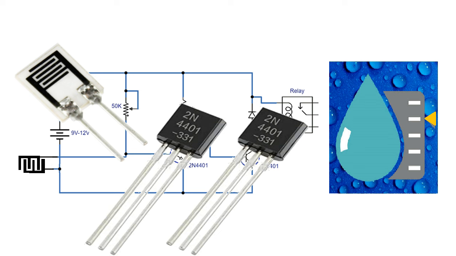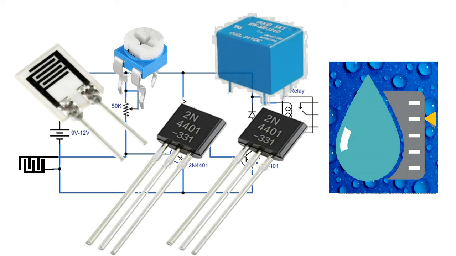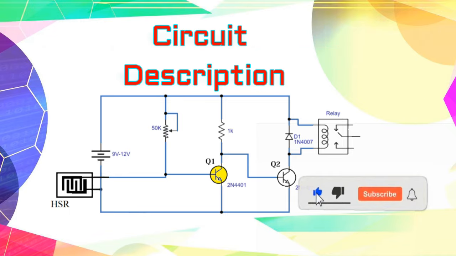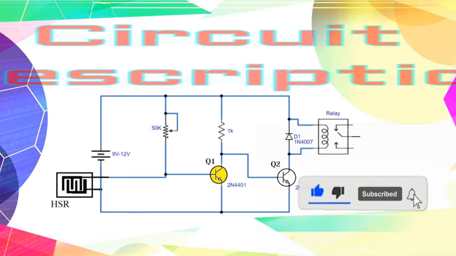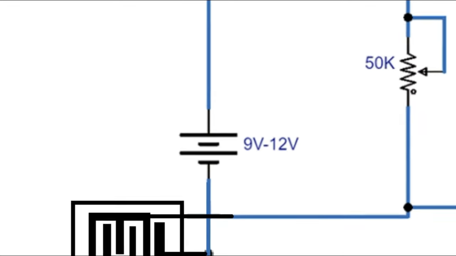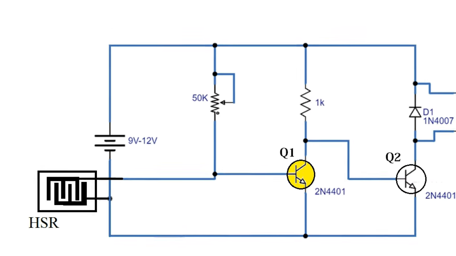2N4401 transistors or any NPN transistor with the same specifications are used to act as switches. A variable resistor is used to set the desired humidity level at which you want your relay to activate. The operating voltage of this circuit is 9 to 12 volts DC.